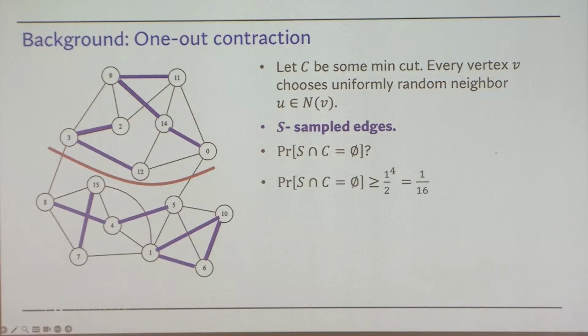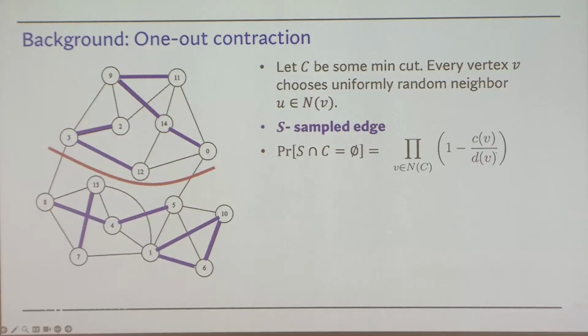So in this example, you have got 4 vertices, which actually matters. And for each one of them, it will not cross the min cut with probability at least half, so you get 1/16. And this is constant probability.